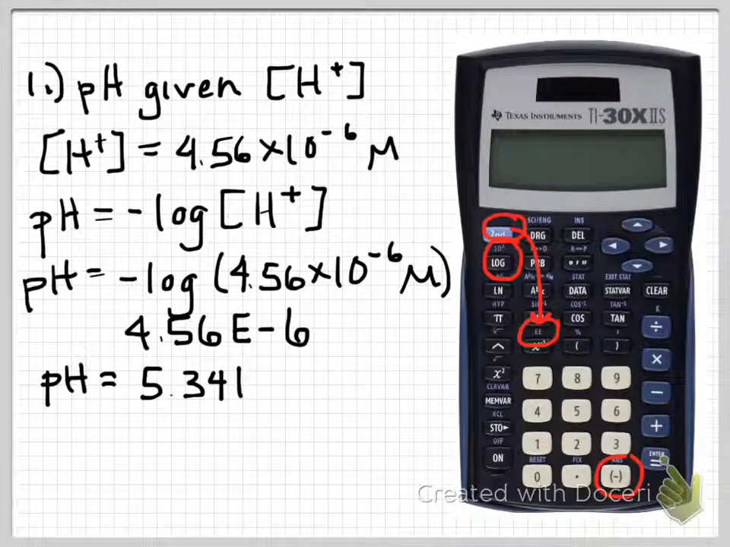Make sure on whatever calculator you're using, if you're using the one I'm showing you or a different calculator, make sure you're able to get this result. If you are getting anything different, even if it's a negative sign different, you're doing something wrong. So make sure you are indeed getting exactly 5.341. The sig fig rules here are the number of decimal places in the pH is equal to the number of significant figures that you had in your hydronium ion concentration.